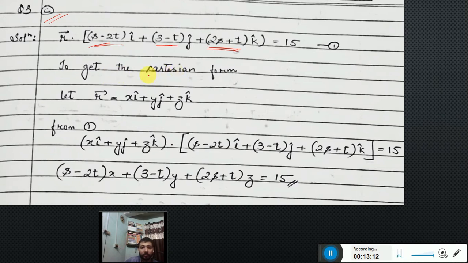So if you want the Cartesian form, you just change your r to this form: x i cap plus y j cap plus z k cap. See what I have done? I have put it here, and this vector remains as it is here. So when you take the dot product, you get your answer. So it's not a difficult problem. Okay, so others also you can do. Let's go to question number 4.